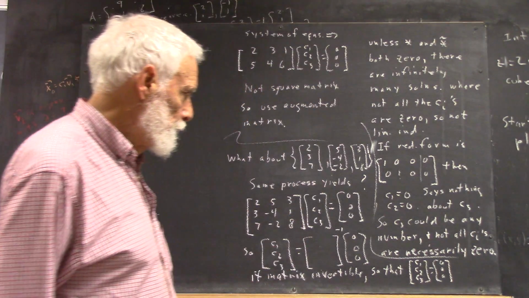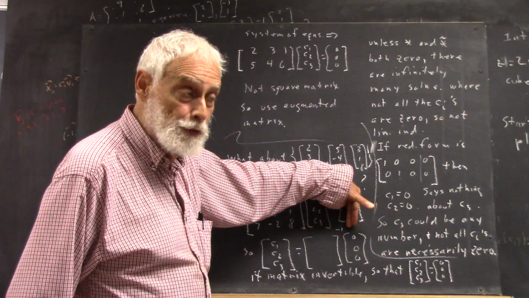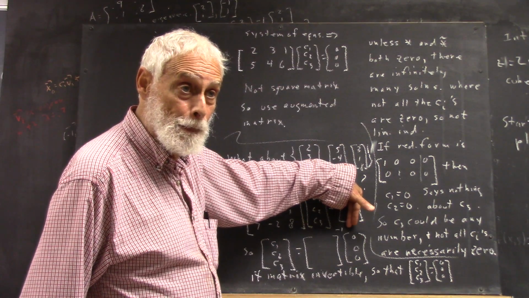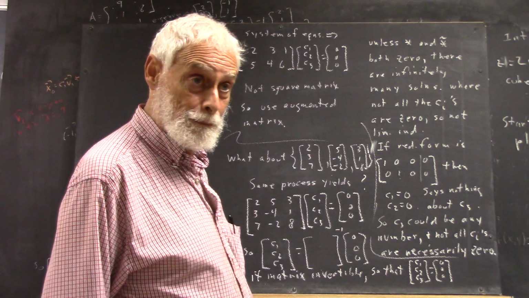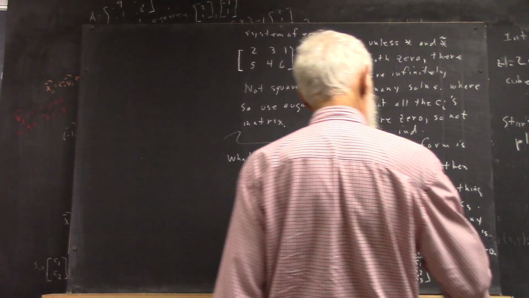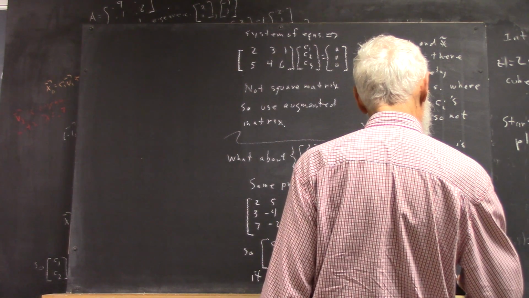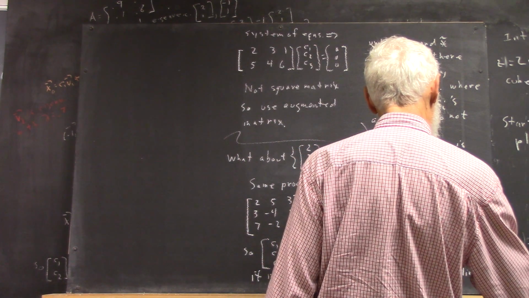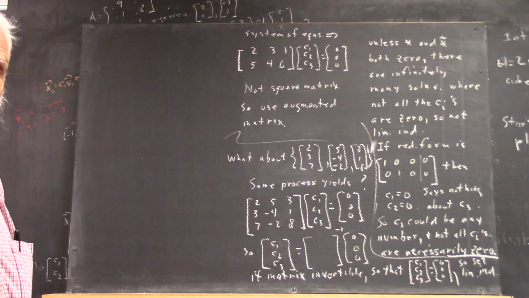So that C1, C2, C3 would be the inverse matrix times the 0 column, which gives you the 0 column, right? Meaning that C1, C2, and C3 are all 0. Okay? So the set is linearly independent. Okay? Now there's an if.